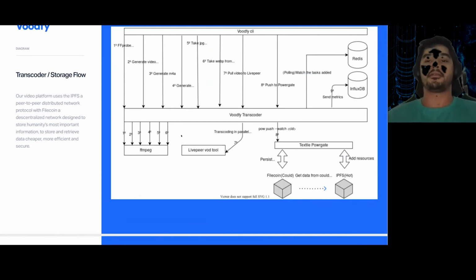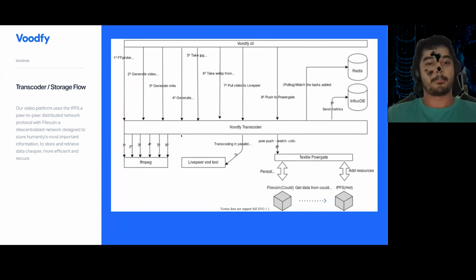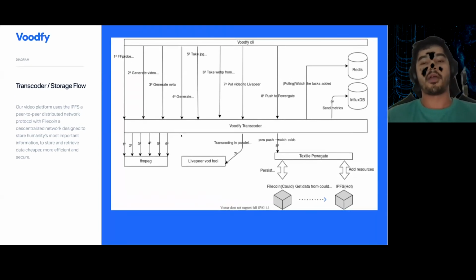I am focused here because, like Doug said, handling video and streaming on the internet is difficult because we have issues with bandwidth, traffic, storage, and others. I think Web3 is a solution to solve all these problems. And with Voodfy, using Livepeer, Filecoin, and IPFS, you can handle it in an easy way.